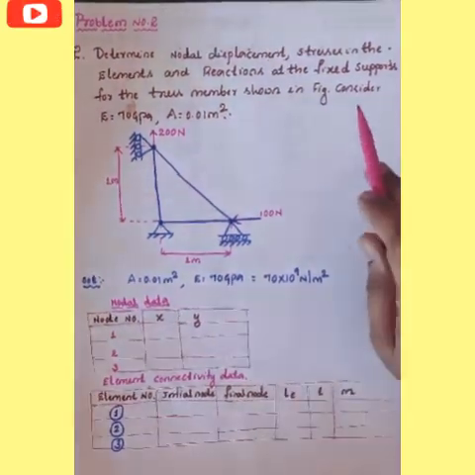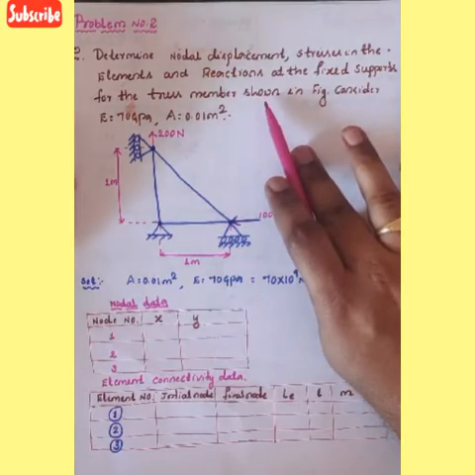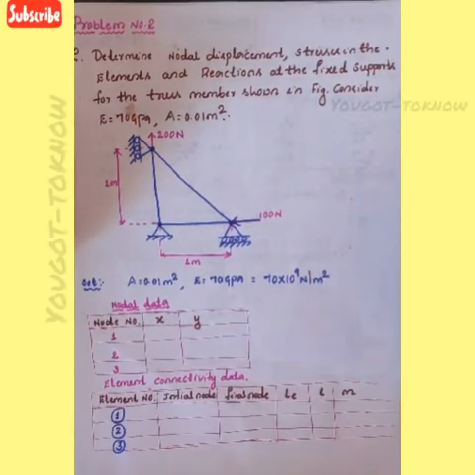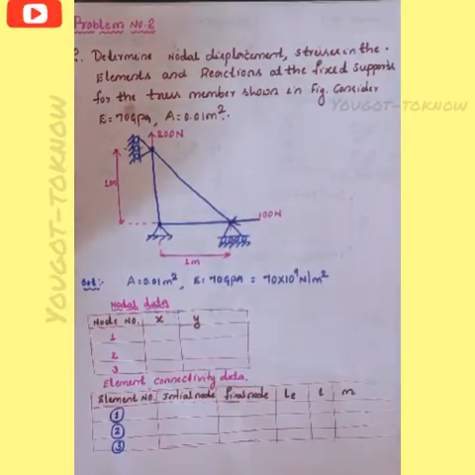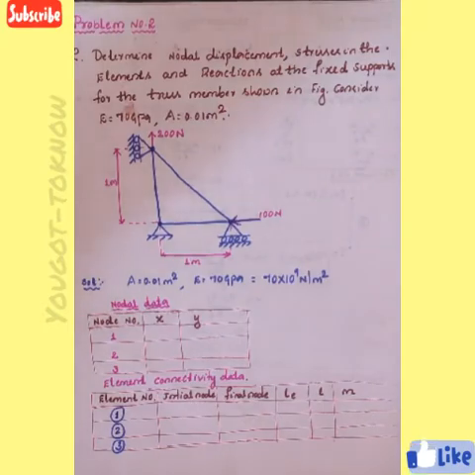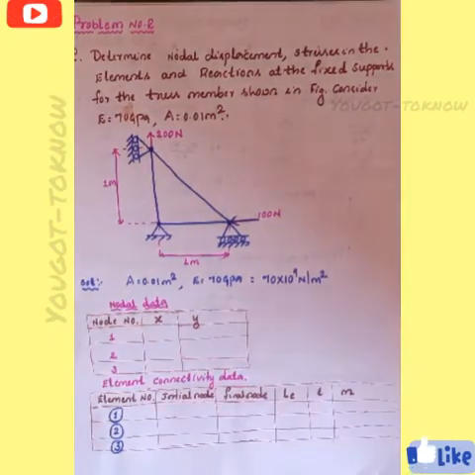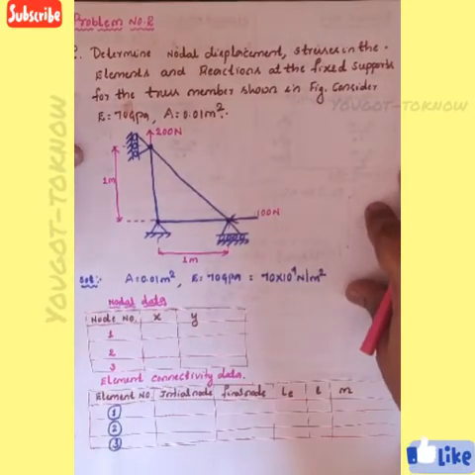Determine the nodal displacement, stresses in the elements and reactions at the fixed support for the truss member shown in the figure. Consider Young's modulus equal to 70 GPa and A equal to 0.01 meter square. All the units are given in meters, that is, area is given in meter square. In this problem I will prefer to take all the dimensions in meters. Now for that, first I want to locate the number of nodes.